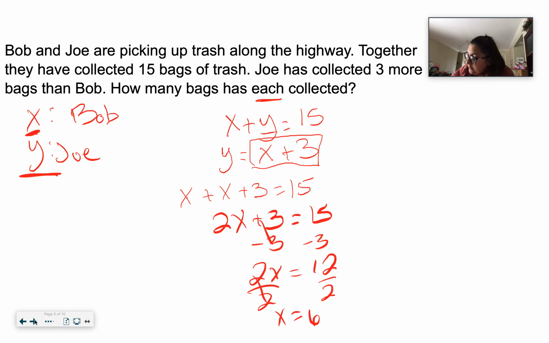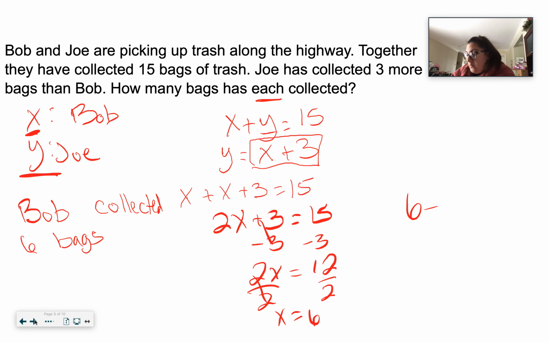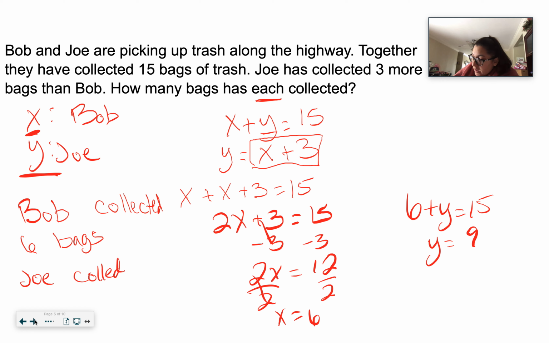So Bob collected 6 bags. I know that they collected 15 altogether, so I could go, well, 6 plus y is equal to 15. Subtract 6 from both sides. y is equal to 9. Okay, so then Joe collected 9 bags. Okay? All right.